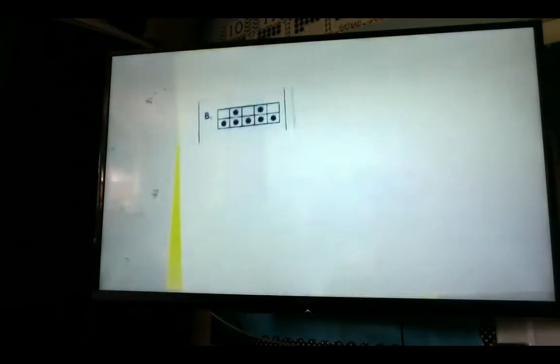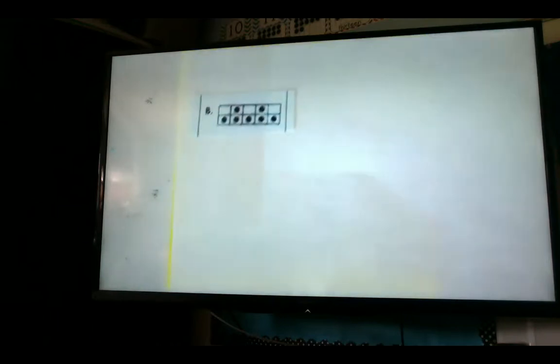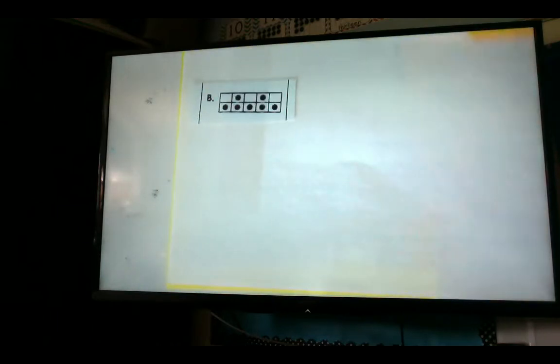Let's do another one. Are you ready? How many do you see? Tell someone near you how many you see. Good job. Now tell them how you saw them. Excellent work. Let's look at it together. I see 2 on the top row and 5 on the bottom row.